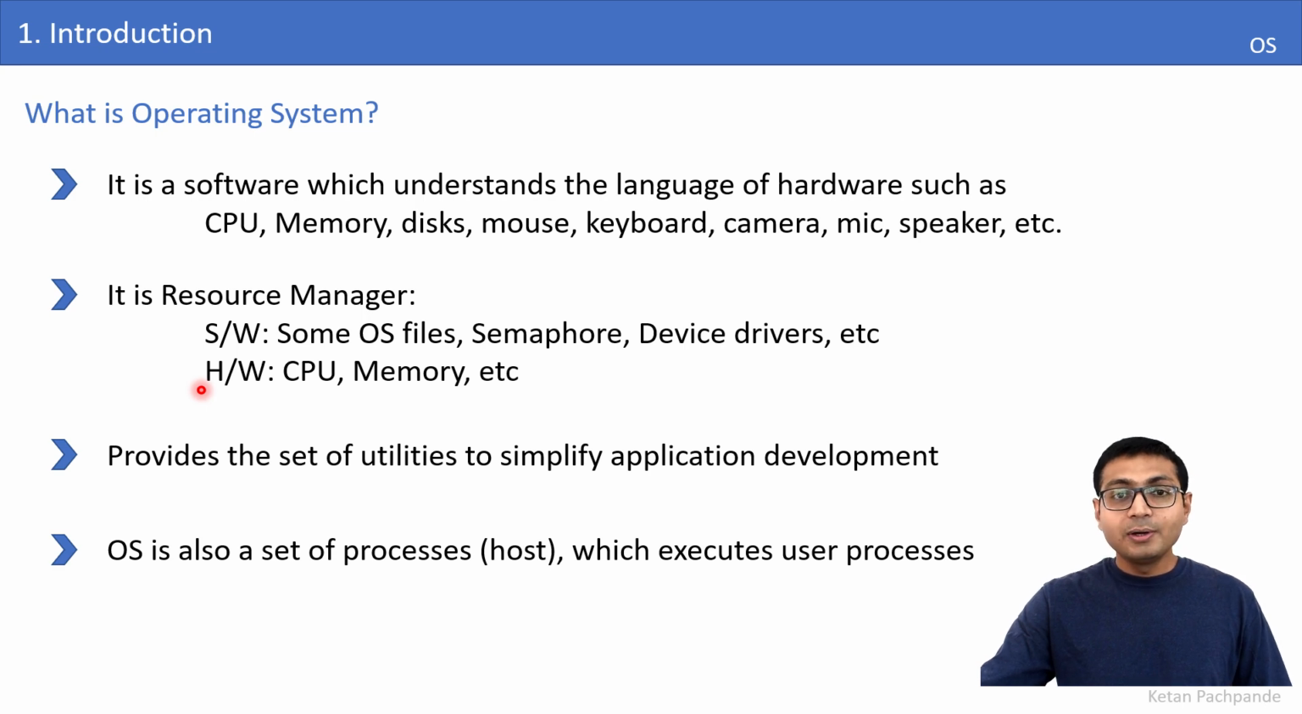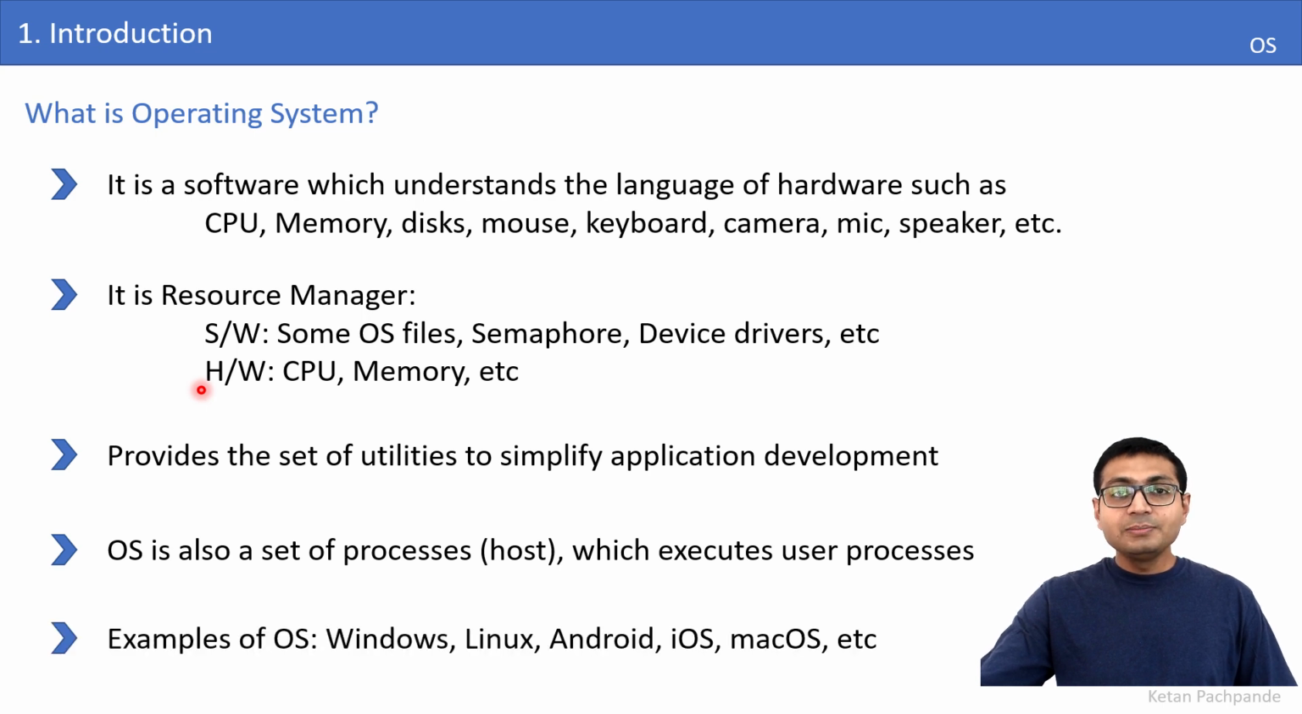OS is also a set of processes. Those processes we call host processes or kernel level processes. And whatever programs or processes we create, let's say I play a game on the operating system, that process is the guest for the operating system. Examples of operating systems are Windows, quite famous and widely used, Linux, Android used in mobile hardware, iOS and Mac OS in Apple devices.